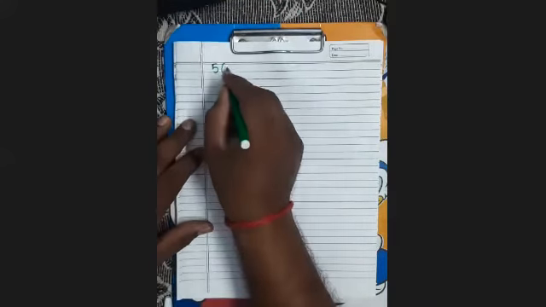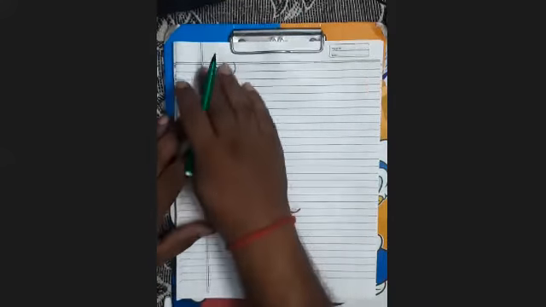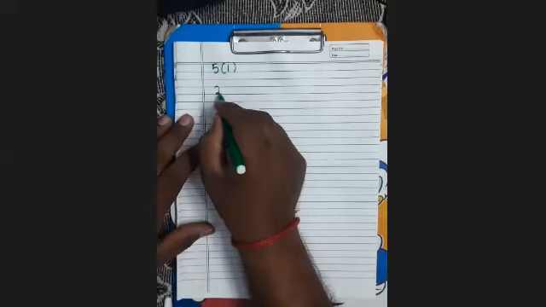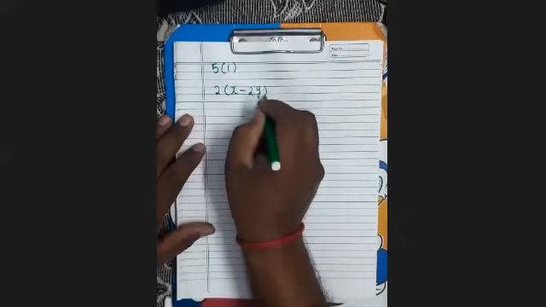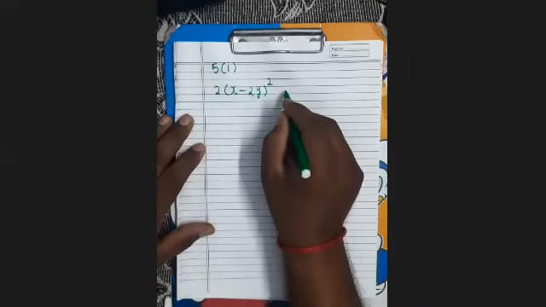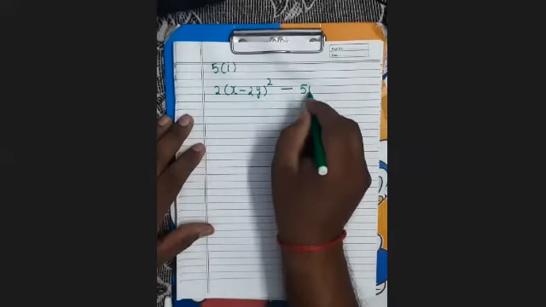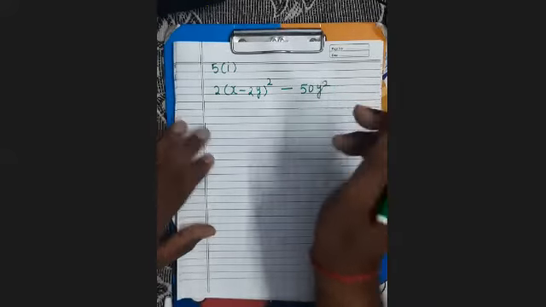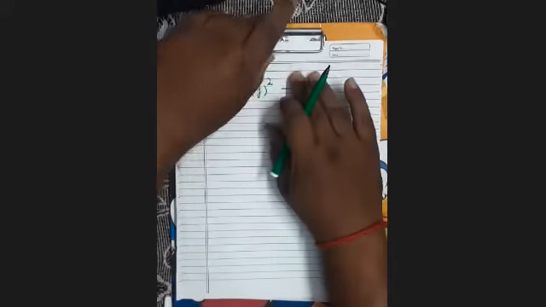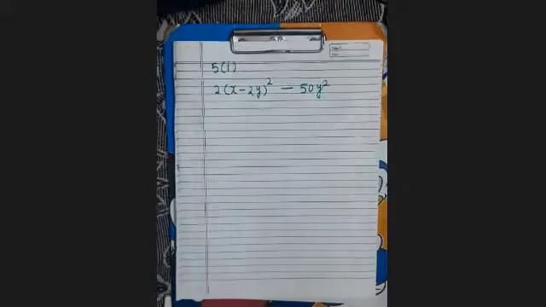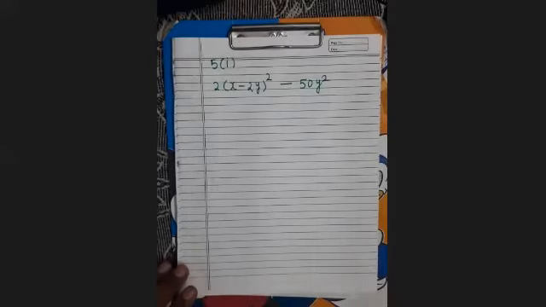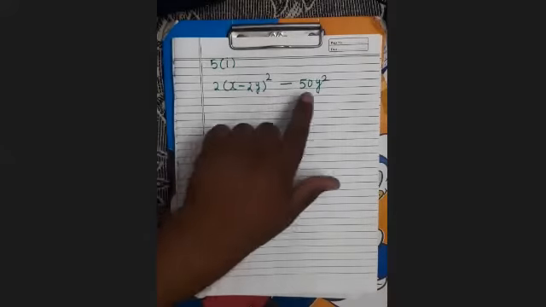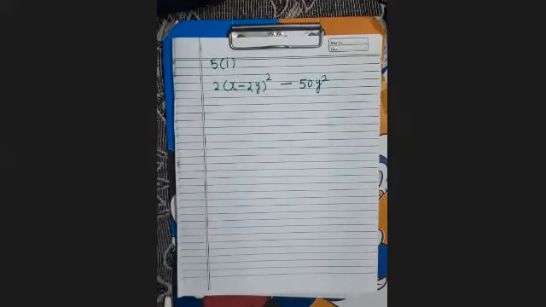Question number 5, first part. Here 2x minus 2y whole square minus 50y square. It's clear? Now see here. You can see what is common between both the terms.